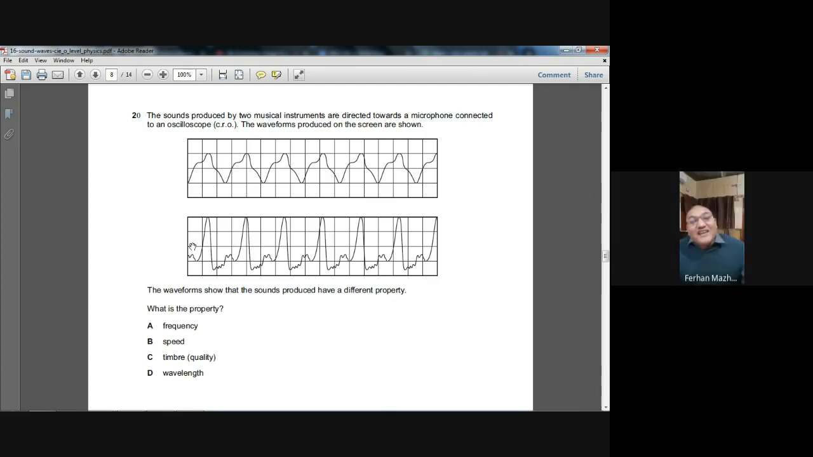From the CRO screen, the graph of the wave, you can only find out the time period and the amplitude. And from the time period, by calculation, you can find out the frequency. If we don't know anything else, and the rest of the values are not given, then we have the option of looking at the shape. The profound difference between these two waves is that the basic shape is different. You can look at that.